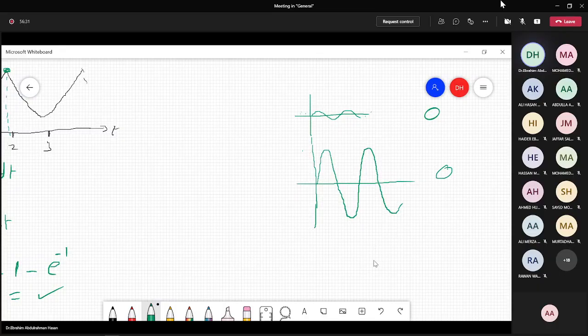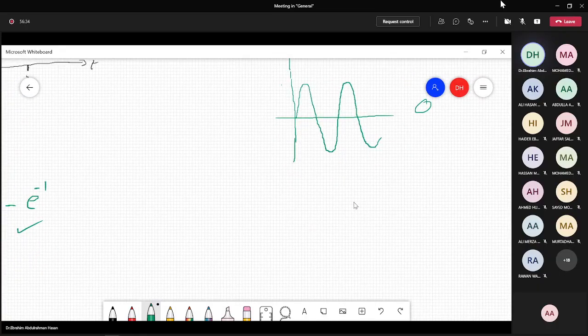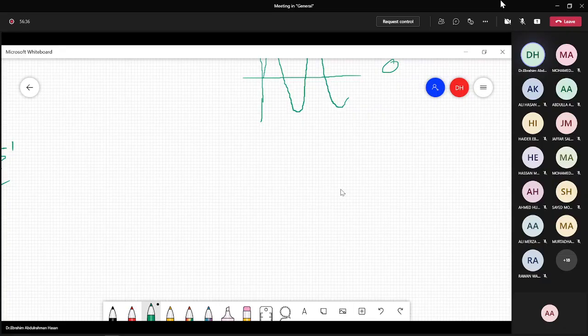So we need another measurement. We call it the effective value, or root mean square value. Okay, so effective or root mean square.